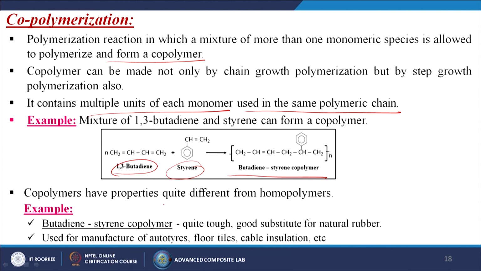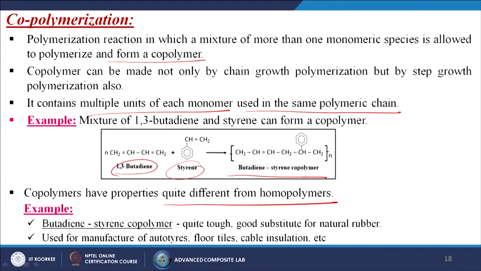Copolymers have properties quite different from homopolymers. What are the examples? Butadiene styrene copolymer is quite tough and a good substitute for natural rubber. Sometimes we use it for other applications, such as the manufacture of auto tires, floor tiles and cable insulation.